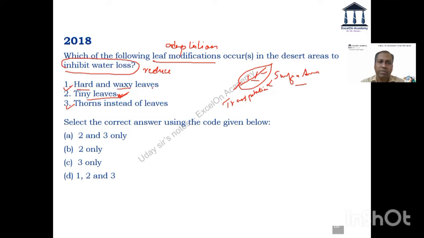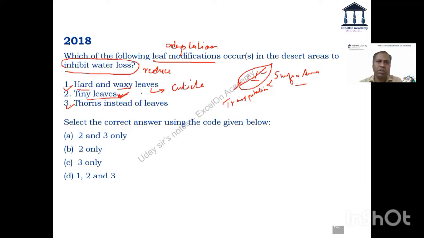Hard and waxy leaves. Do you remember in the class we discussed a term called cuticle? How many of you remember this? We discussed this term called cuticle, a thick waxy outer layer. So what does this cuticle do? The cuticle makes sure that there is no evapotranspiration, no transpiration basically. So in this case, it looks to me that all the 3 statements are correct.